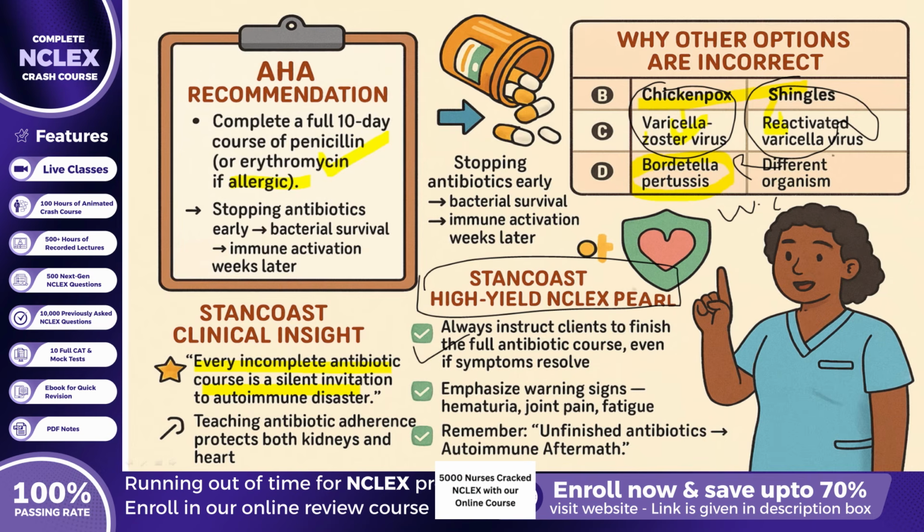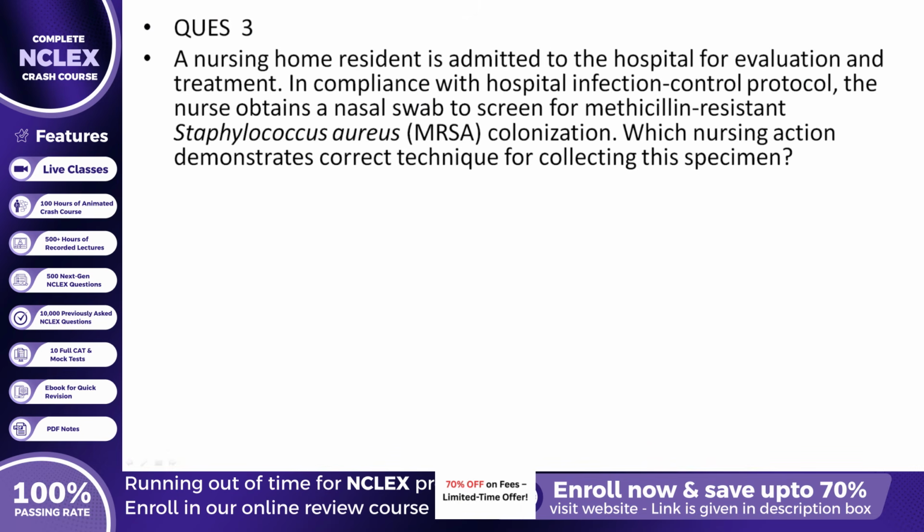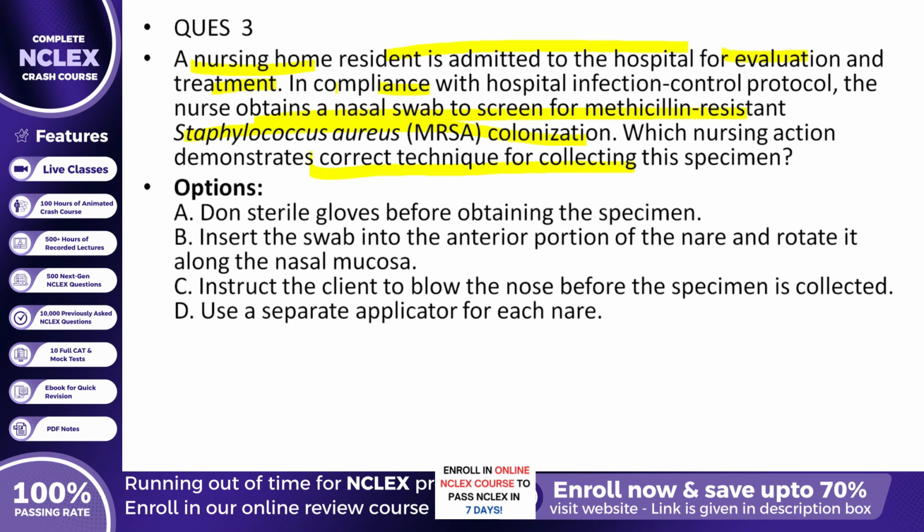Let us continue with another crucial NCLEX-style clinical scenario that highlights infection control precision and evidence-based nursing practice. A nursing home resident has just been admitted to the hospital for evaluation and treatment, and as part of standard infection control protocol, the nurse must obtain a nasal swab to screen for methicillin-resistant Staphylococcus aureus (MRSA) colonization. The question asks, which nursing action demonstrates correct technique for collecting the specimen? Here are the options to consider. Option A says to don sterile gloves before obtaining the specimen.